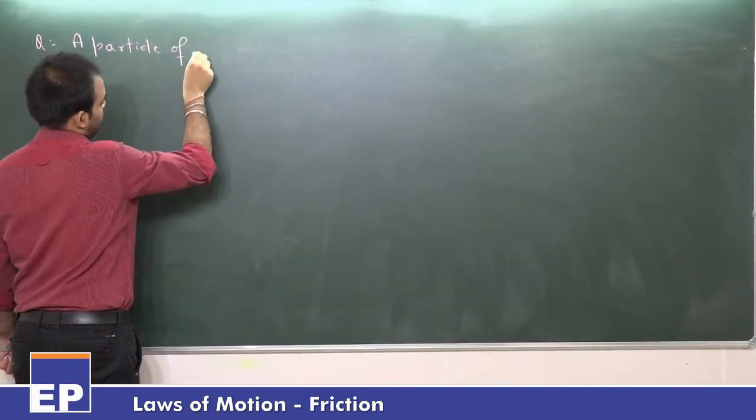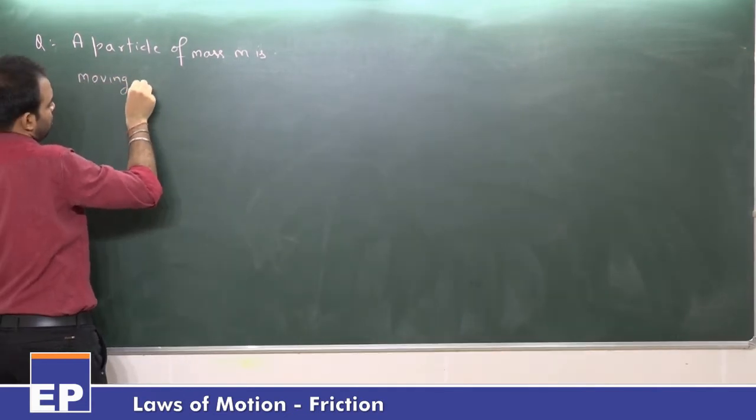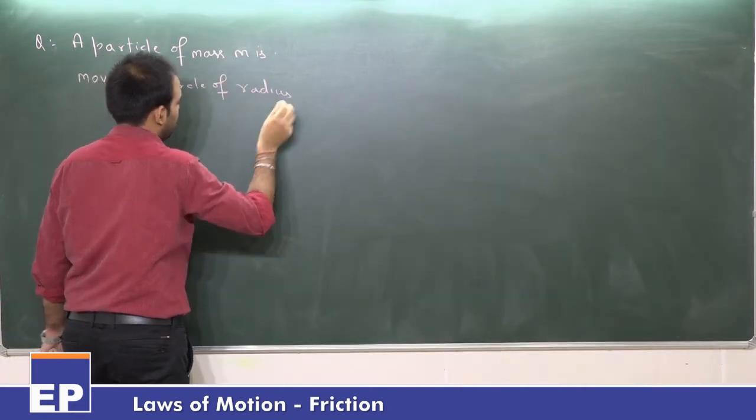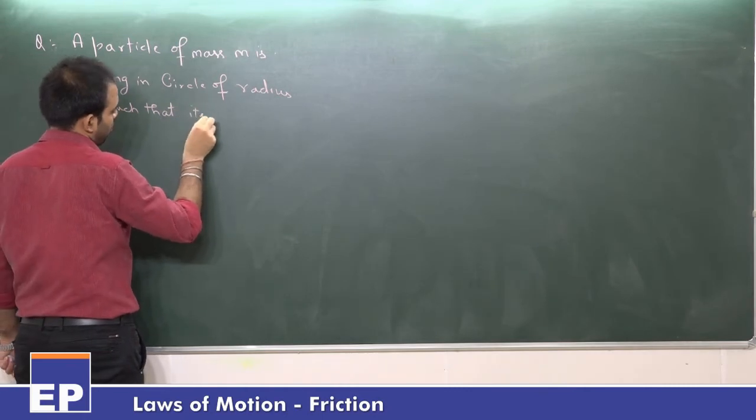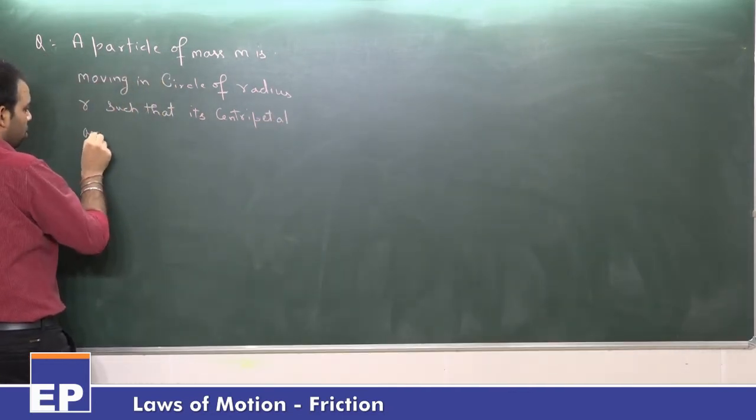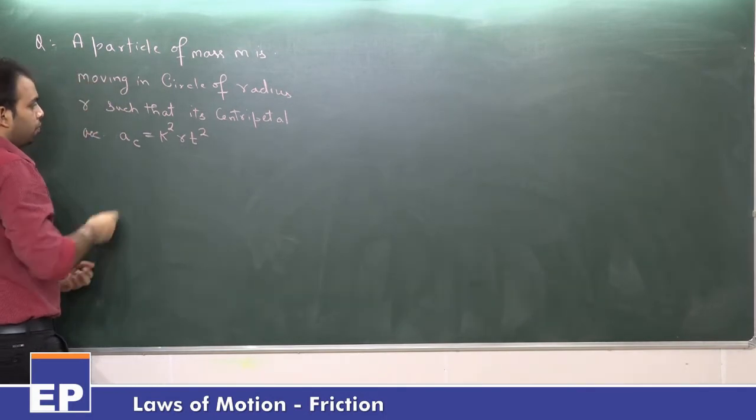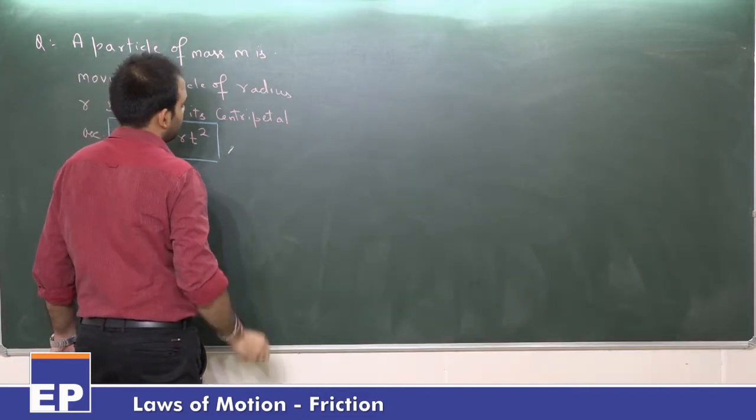Next. A particle of mass m is moving in a circle of radius r such that its centripetal acceleration AC is equal to k square r t square.